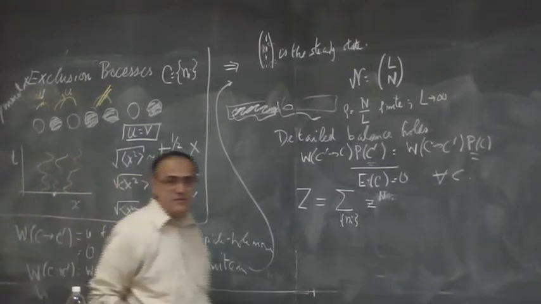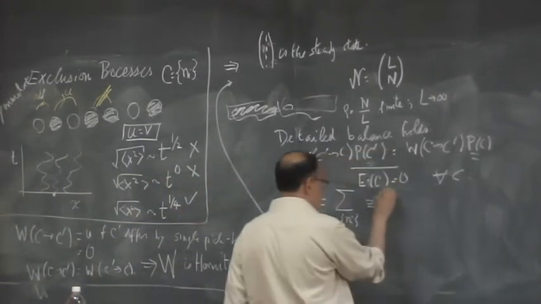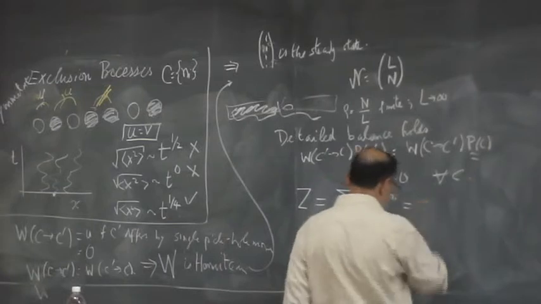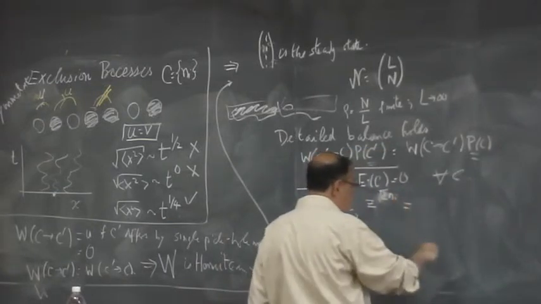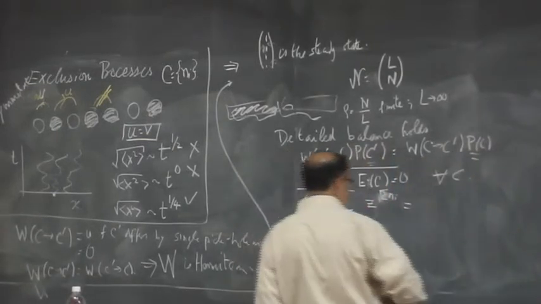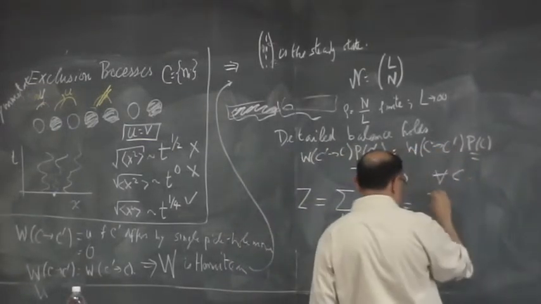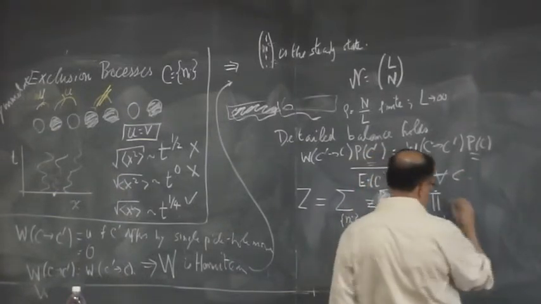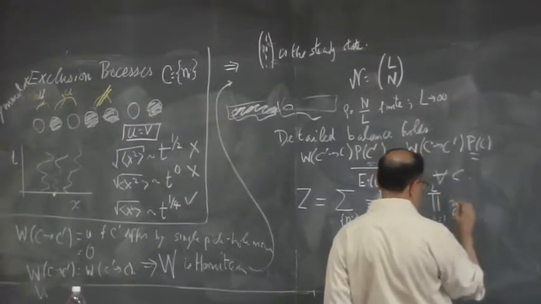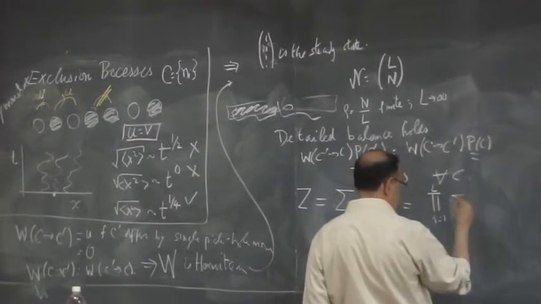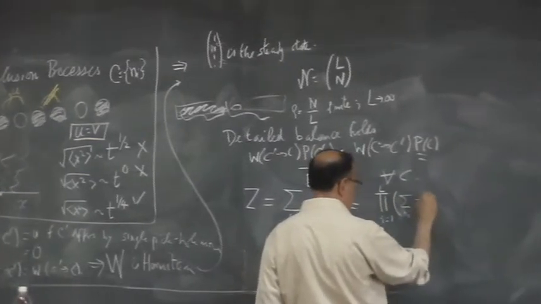So this is it. These are non-interacting particles, in the sense that each site is independent of the other. So what does this give you? This gives you a product over sites of the partition function at each site. Let me complete this: the sum over n_i, at site i, of z raised to n.